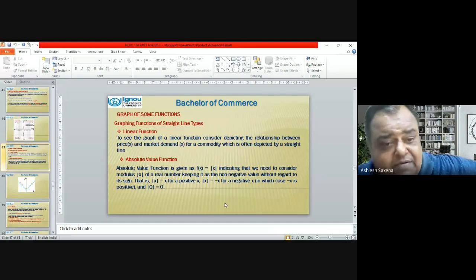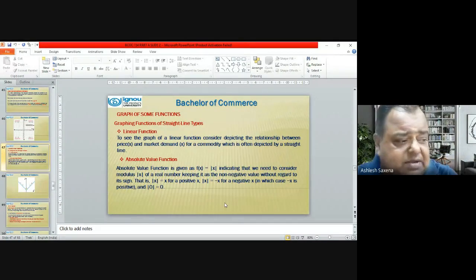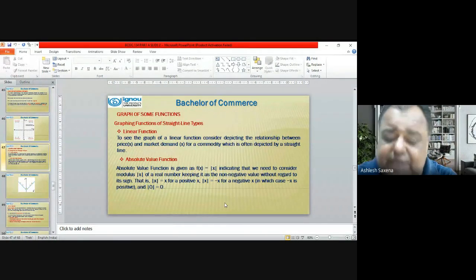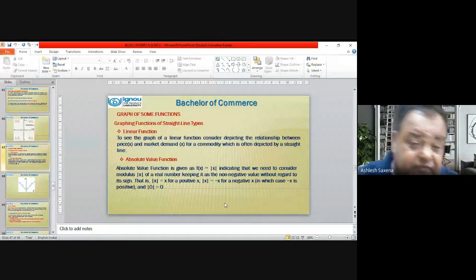Now, graph. As we are aware, a line is a graph of a linear function. If we have a linear function y is equal to ax plus b, it will be a straight line. It won't be bending or having any curve throughout. Now the thing is where it is applied.